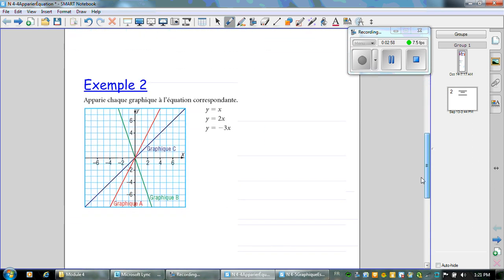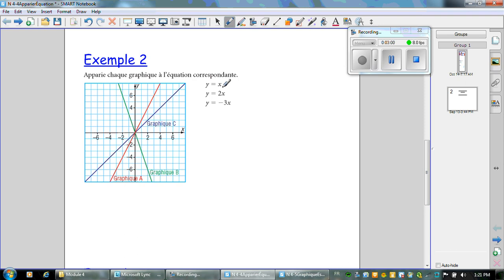So moving on. Here we have three equations and three lines. They're all in the same graph. So it's the same idea. We are going to do three mini tables of values. So let's just label them 1, 2, and 3. Let's take a look at the first one.